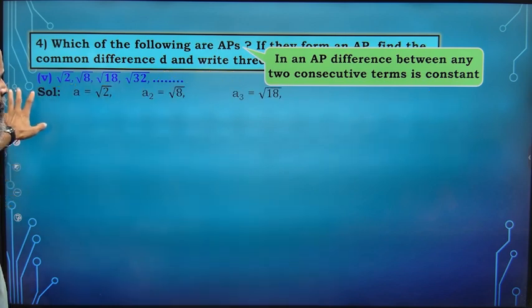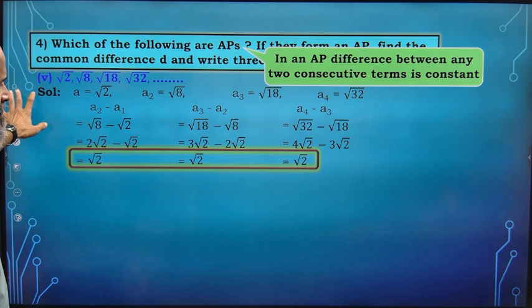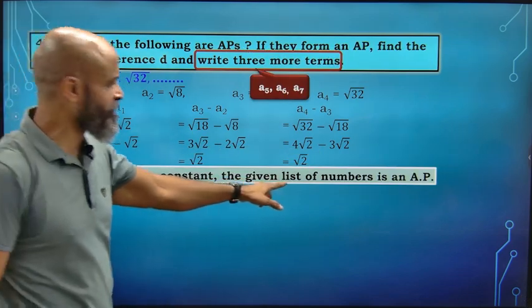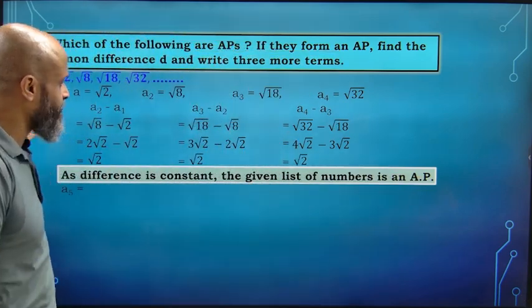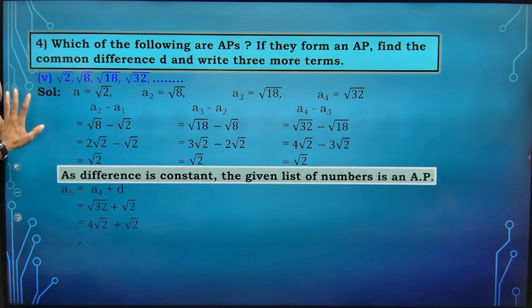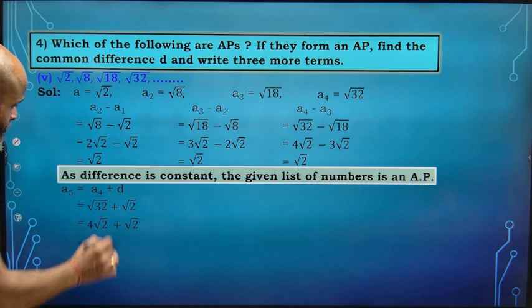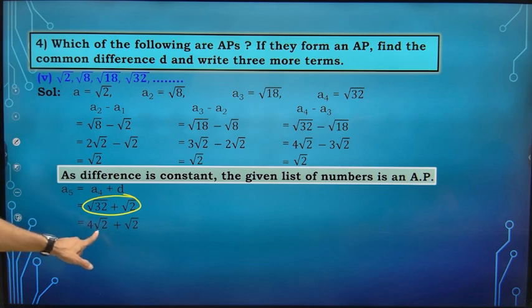So √2, √8, and if we subtract all these, the difference is √2, √2, √2. As the difference is constant, the given list of numbers is an AP. Now to find the next three terms, a4 plus d, that is √32 plus √2, that is 4√2 plus √2. These are unlike terms, so you cannot add them directly. You will have to bring them to one common term, that is √2.